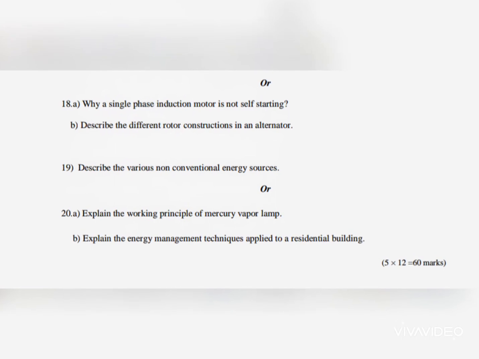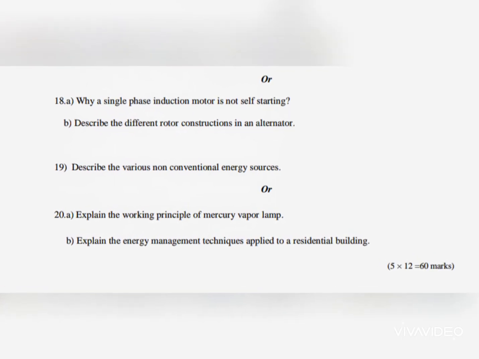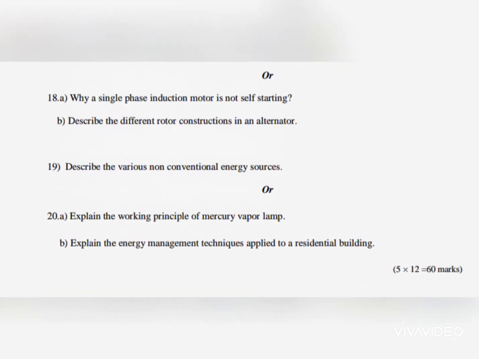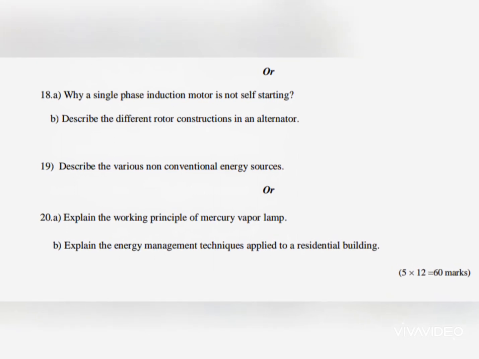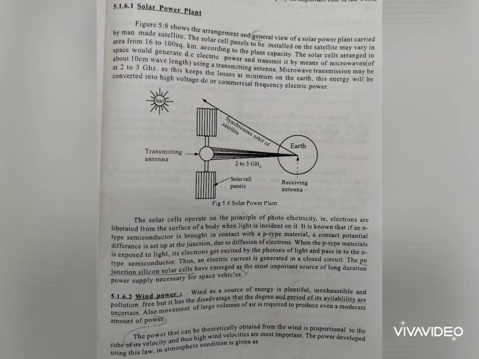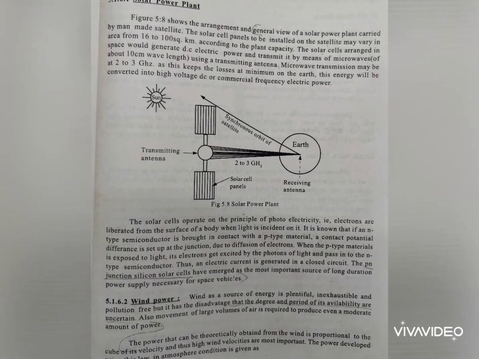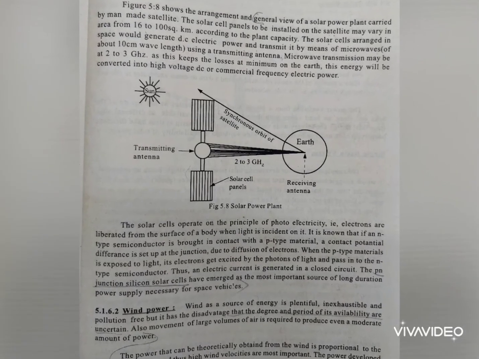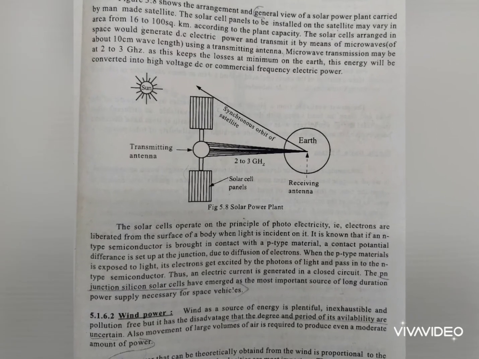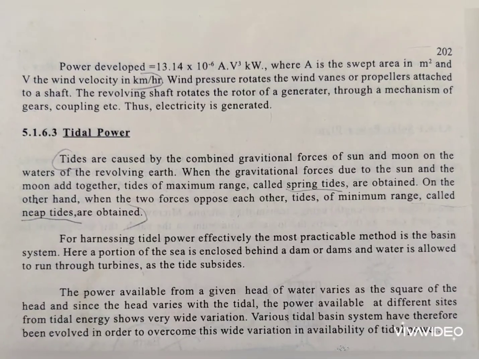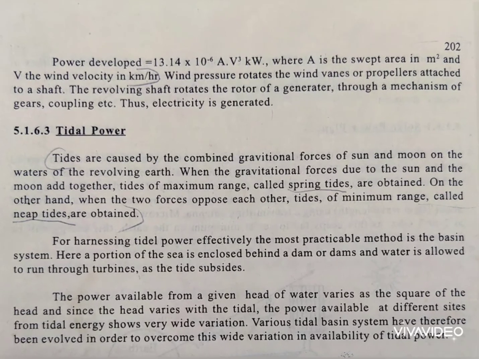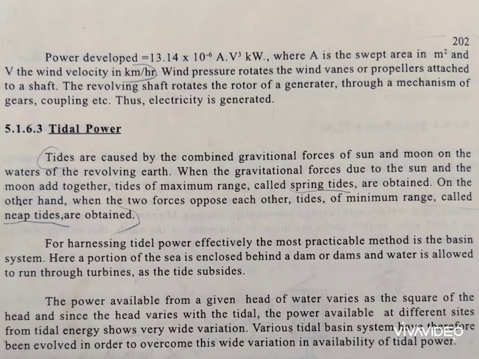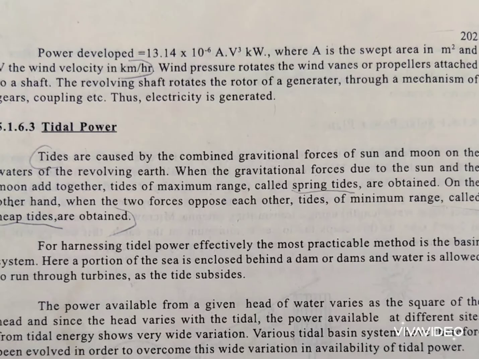19th question. Describe the various non-conventional energy sources. So, non-conventional sources of energy are available free of cost, are pollution free and inexhaustible. So, examples are solar power, wind power and tidal power. So, you have to write each of them in detail.